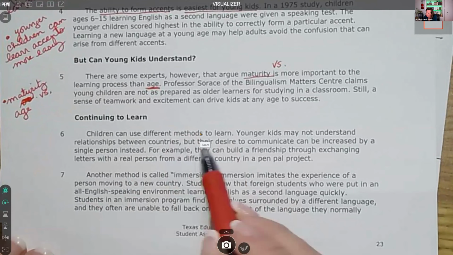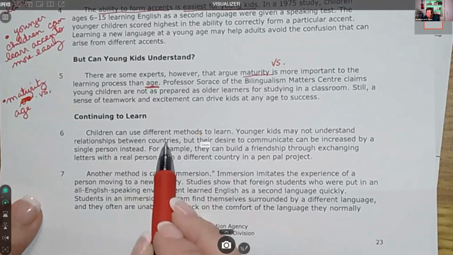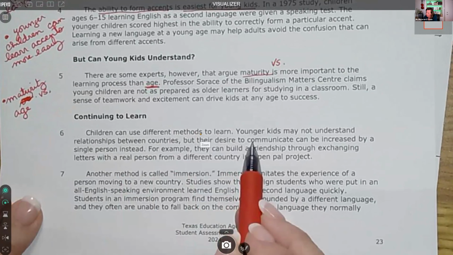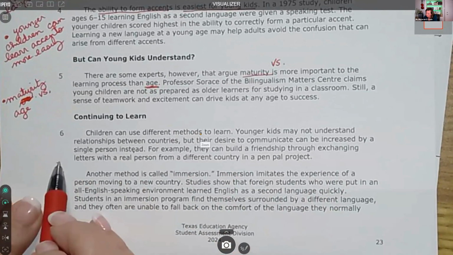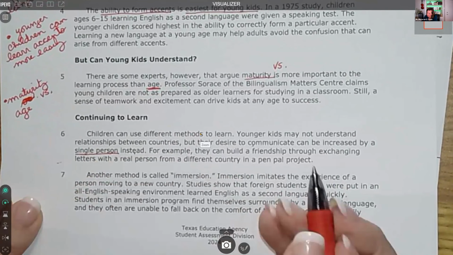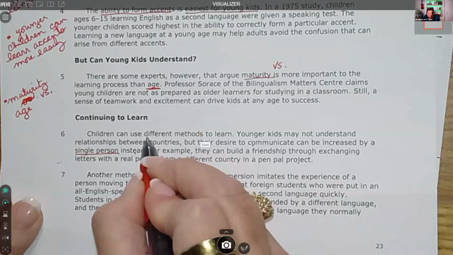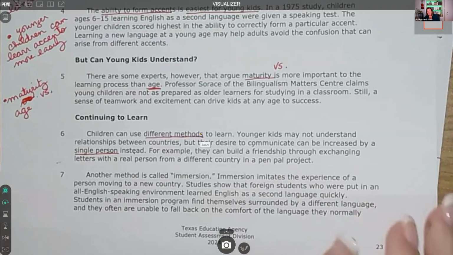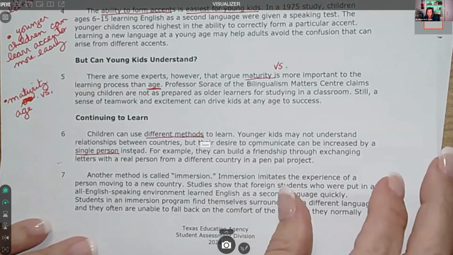Children can use different methods to learn. Younger kids may not understand relationships between countries, but their desire to communicate can be increased by a single person instead. So what is this about single person? Because that's the first sentence, right? A second sentence. So this is about different methods, right? If one of the questions were, what are the different methods, right? Then we're getting ready to get the different methods, and this might help also on the multiple choice.